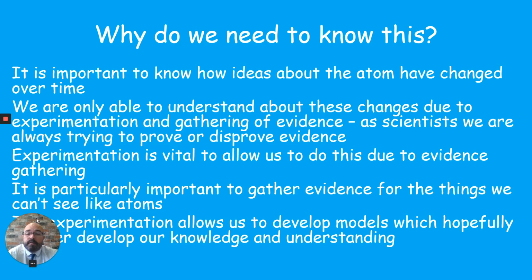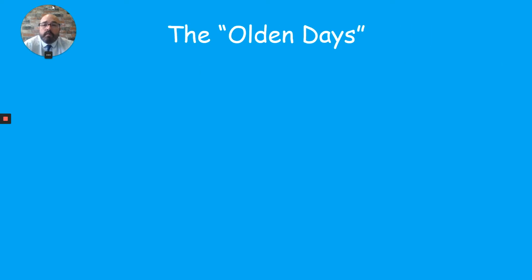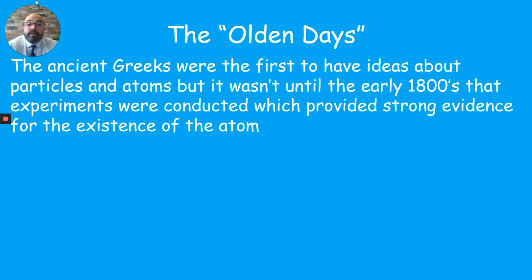It also allows us to gather information about things that we can't necessarily see. Things like atoms, we can't see them because they're so small. So experimentation allows the development of models which we can use to develop our knowledge and understanding even further. So if we go back, I've called it the olden days, what I'm talking about is the ancient Greeks. They were the first to have ideas about particles and atoms, but it wasn't until the early 1800s that there was any sort of substance to this.